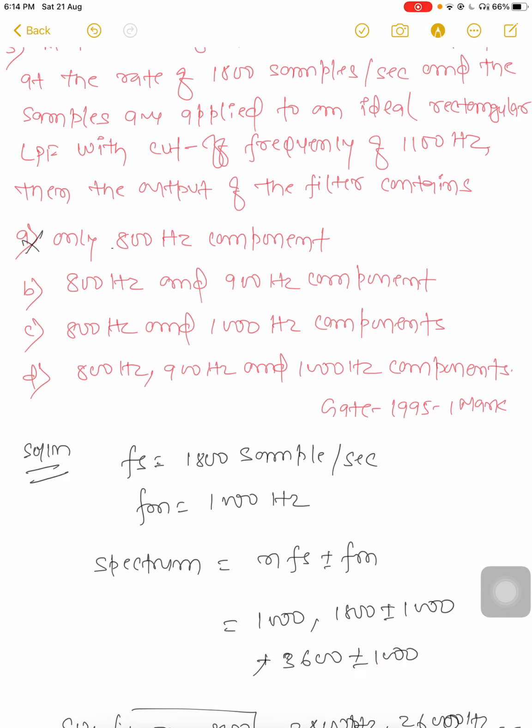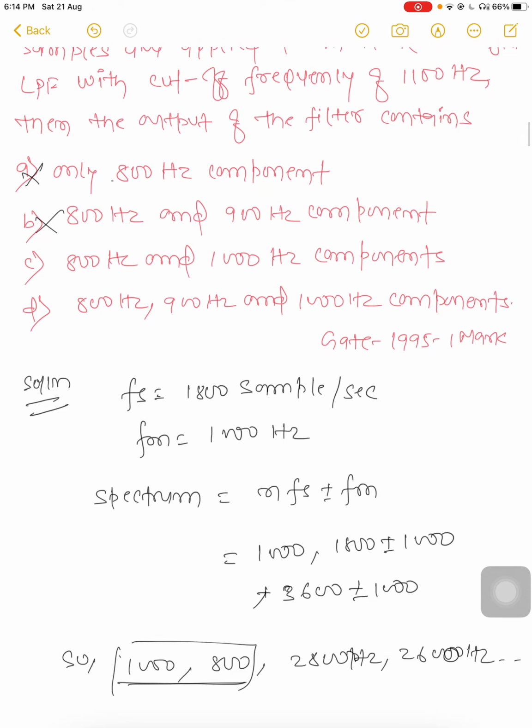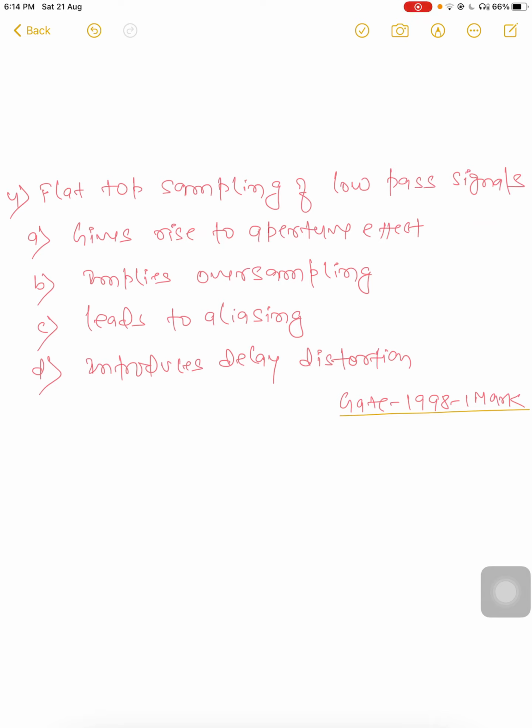So the output is not only the 800 component, not 2800 hertz and not 900. The 800 and 1000 hertz components will be passed. So C will be the right answer. Now comes the next question.